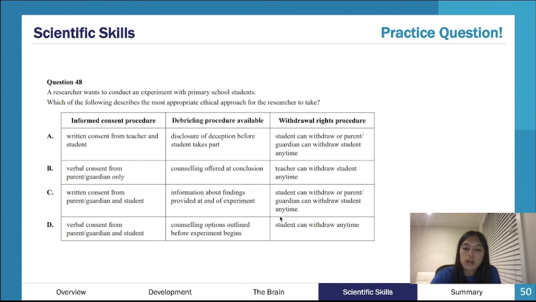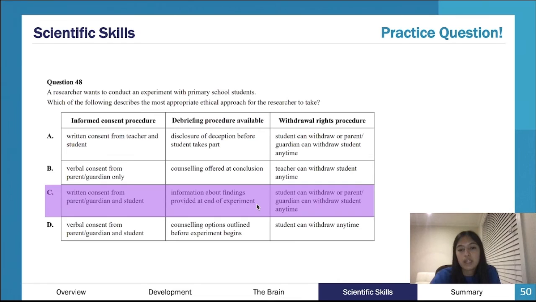And then withdrawal rights, student can withdraw or parent guardian can withdraw student anytime. Sounds about right. Teacher can withdraw. Again, the teacher is not the legal guardian. If the teacher said something, you'd obviously probably flag it. But yeah, the student can withdraw or the parent guardian can withdraw them as well.